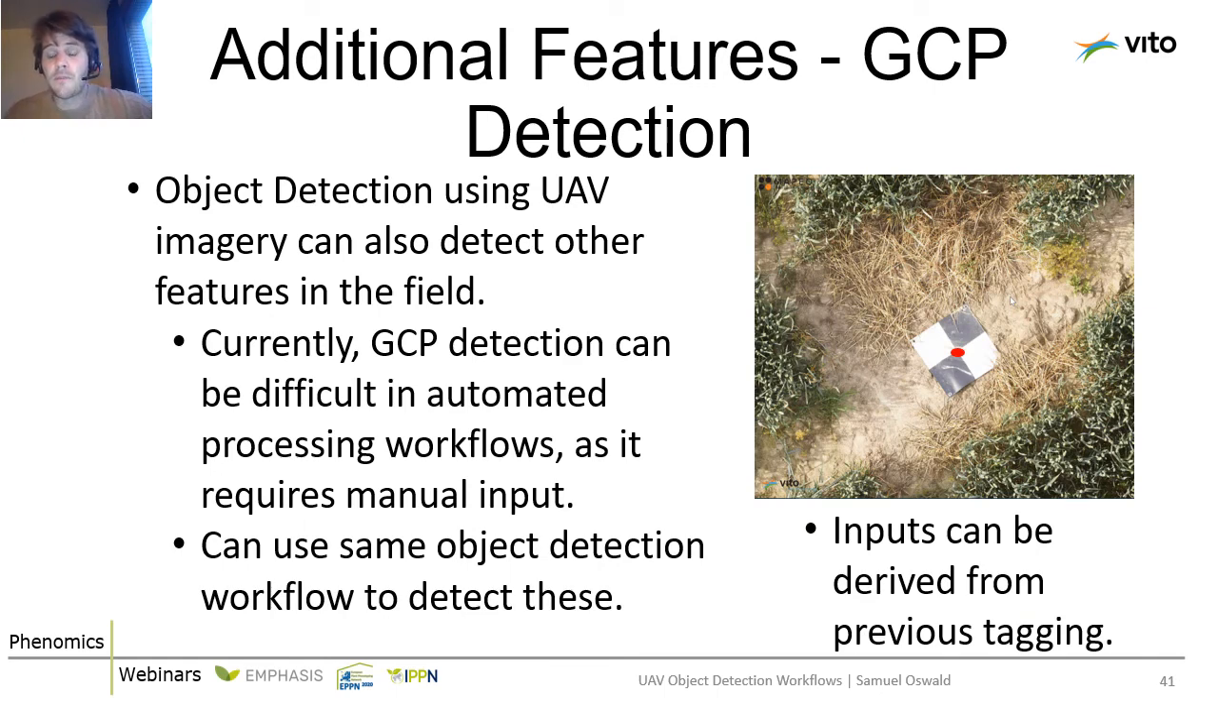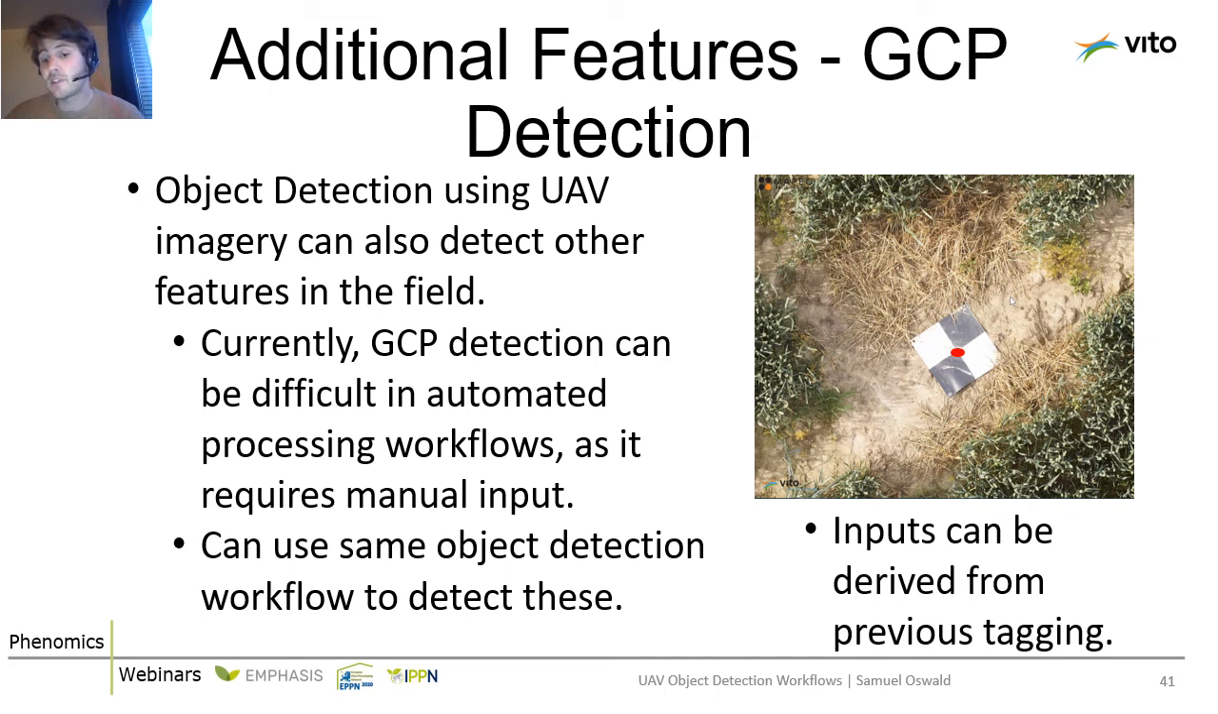Outside of phenotyping, looking at plant traits, there's a lot of other things that object detection can be useful for within the same context. It can detect other features in the field. For example, GCP detection. This is something that within automated processing workflows like our own remains a manual step, and so that also presents a roadblock between the speed with which a flight is collected, uploaded, and the time it takes to process.